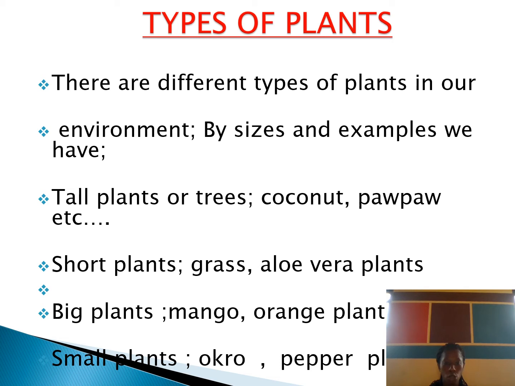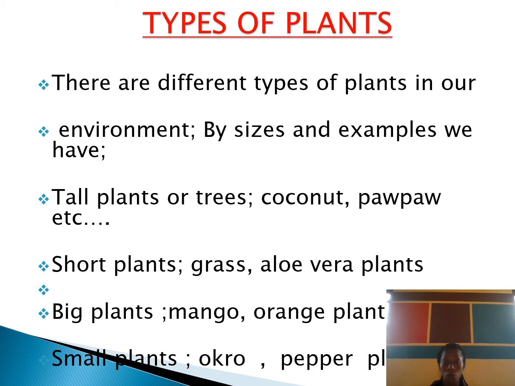We can also talk about big plants. Example of a big plant is the mango tree or the orange plant. Also, we can talk about the small plants in our environment. And examples of such small plants are okra plants, pepper plants, and so on.